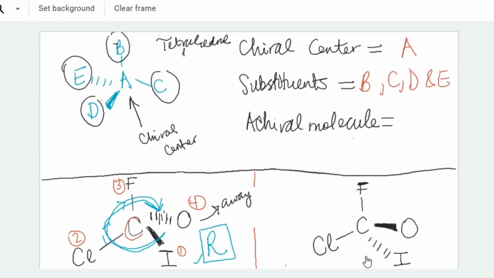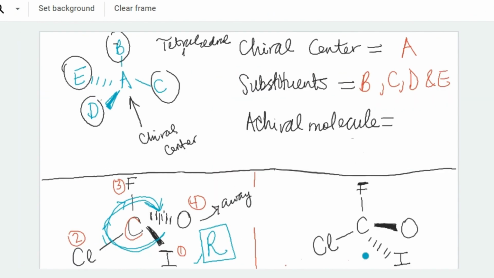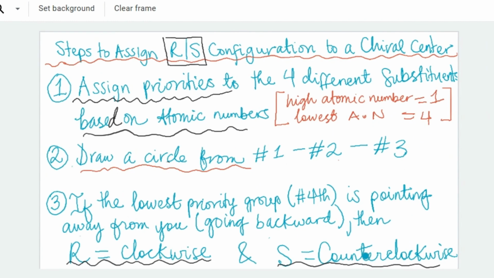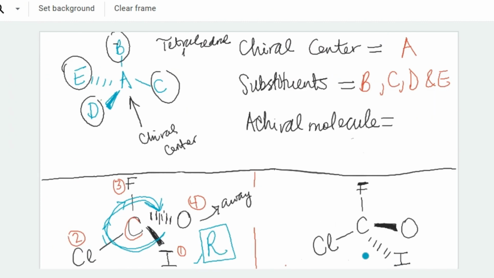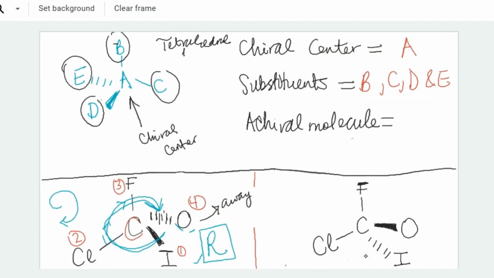And when we did that, the next thing we had to do was draw a circle from one to three, and then we also assigned the fourth one, which is basically the last one. And then we saw if the lowest priority group four is pointing away from you, that means it's going backwards, then R is clockwise and S is counterclockwise. We saw that oxygen, the lowest priority group, is actually going away from us. And then what we end up with is a clockwise one because the circle was just going this way. So clockwise is going to be R and anti-clockwise would be S.